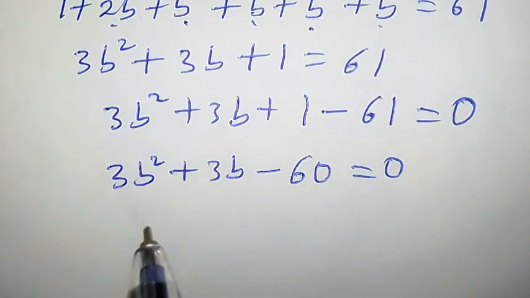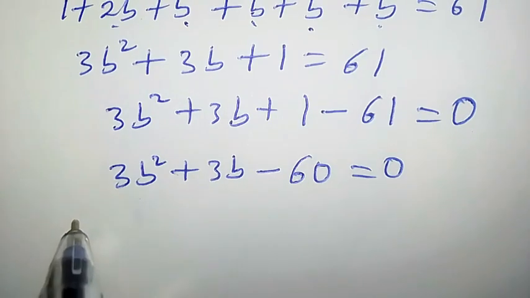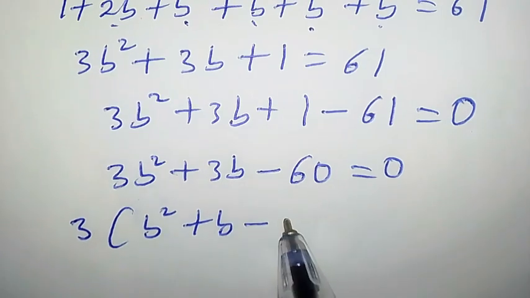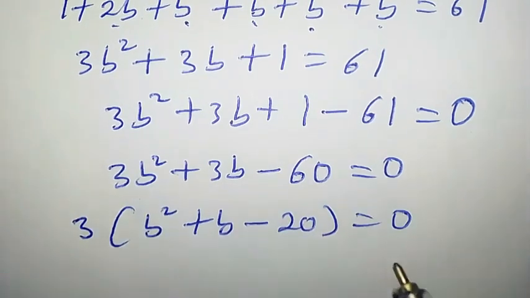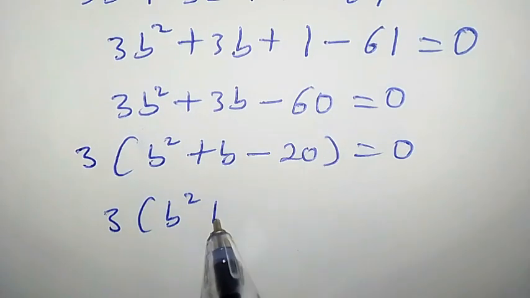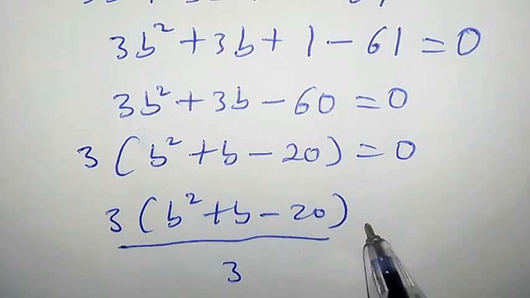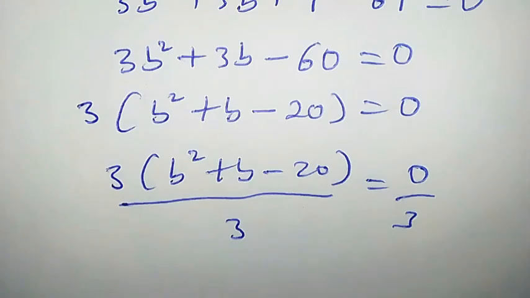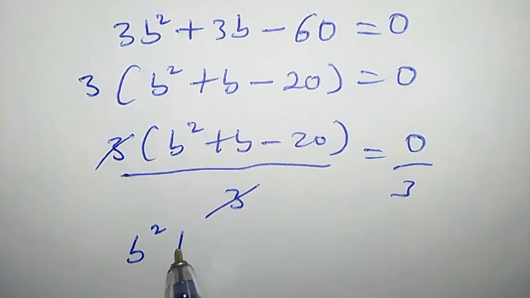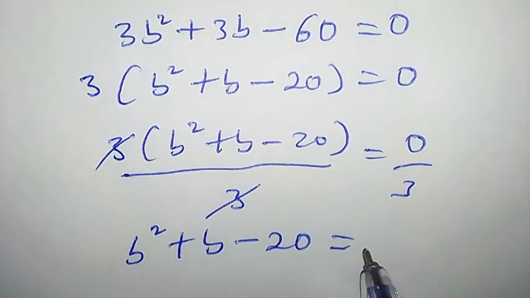You will observe that we can factor out 3 from these terms. Doing that, we have 3 into b to the power of 2 plus b minus 20 equal to 0. Let's divide both sides by 3. We have 3 into b squared plus b minus 20 all over 3 equals 0 over 3. Clearly, this cancels this, so we are left with b to the power of 2 plus b minus 20 equal to 0 over 3, that is 0.